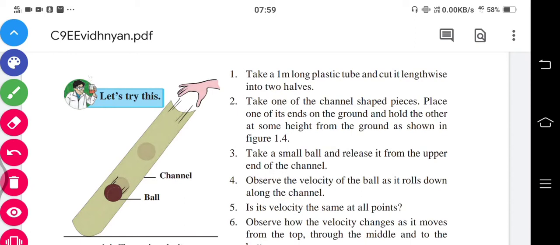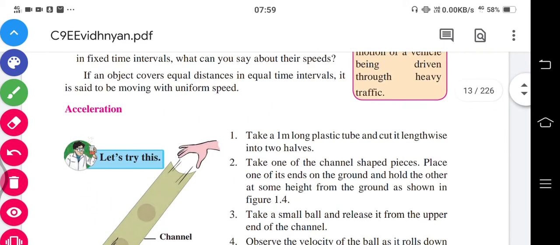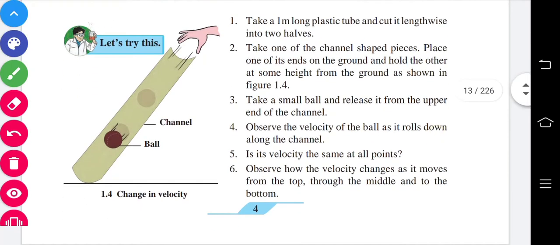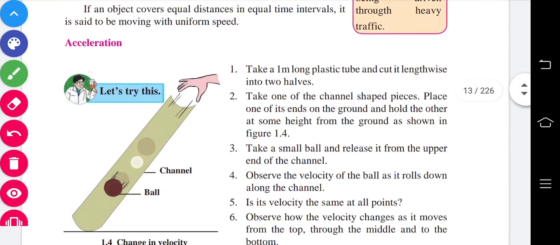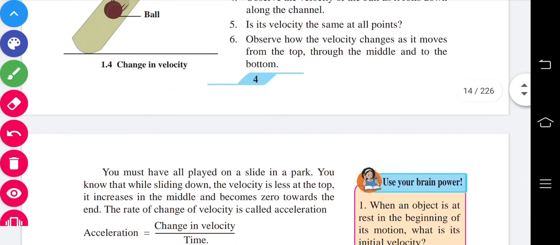Observe the velocity of the ball as it rolls down along the channel. What will be observed is the speed of that ball as it rolls down this channel. Is the velocity the same at all points? No, obviously not the same. It will be different at all points. Observe the velocity change as it moves from top to middle and bottom. You can observe a velocity difference here, here and here. There is a change in velocity, or change in speed.